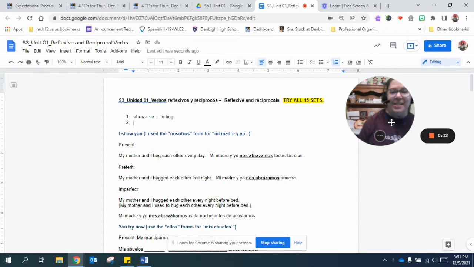I had assigned it and put it in Canvas and realized I could have put Mote in for each of these, but that's okay. So we're in Spanish 3, Español 3, Unidad 1, verbos reflexivos y recíprocos, reflexive and reciprocal verbs. Going to try all 15 sets.